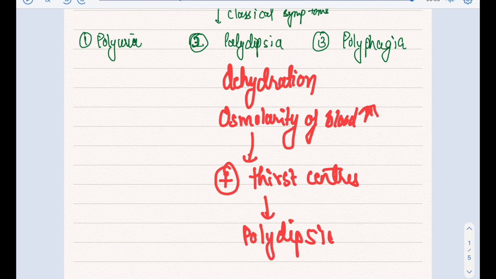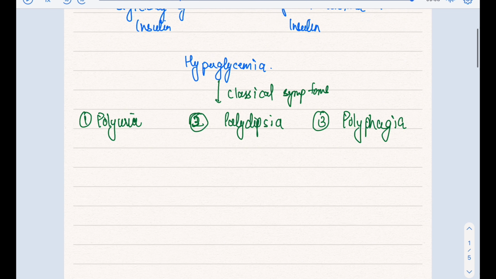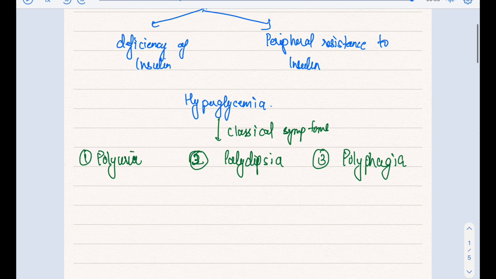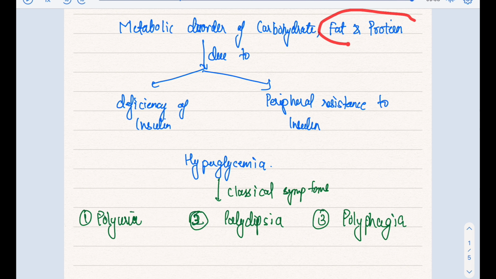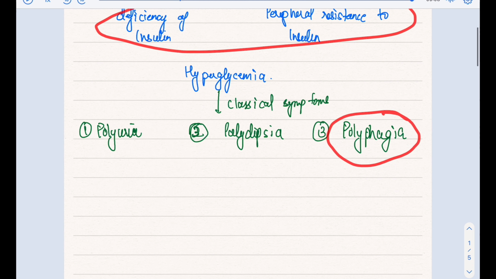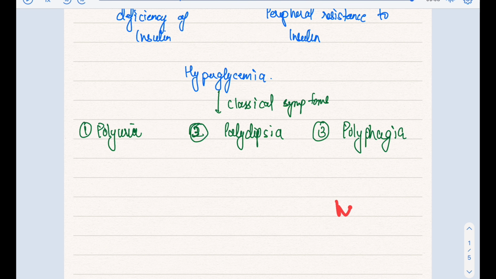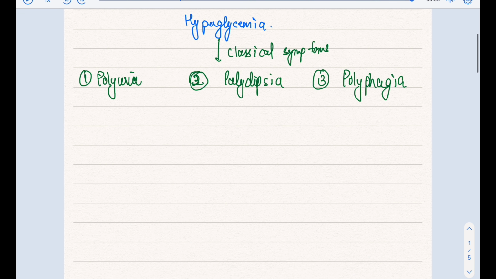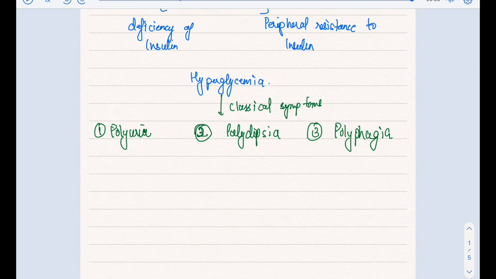Now, when we talk about polyphagia, as we all know there will be breakdown of fat and protein metabolism, there would be more breakdown due to the insulin deficiency. So what is going to happen? It will create a negative energy balance, and that is why the person is going to feel excessive hunger. Okay, so these are the classical symptoms that I wanted to tell you about diabetes.